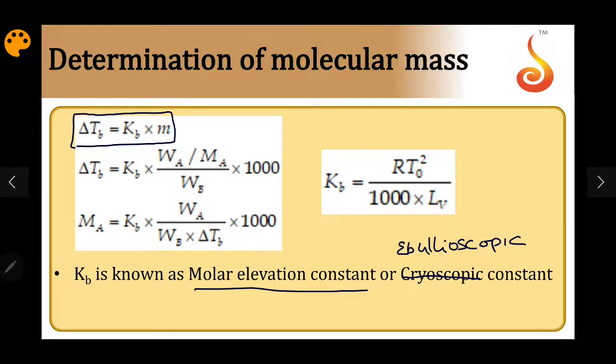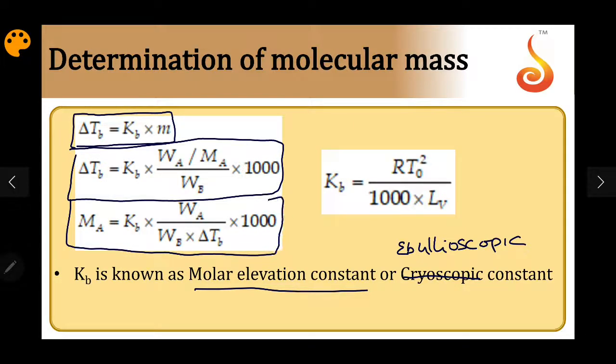If I say molality is number of moles of solute by mass of solvent in kg, so WA by MA is number of moles, WB is mass of solvent, and 1000 to convert into kg. So ΔTb is equal to Kb into WA by MA by WB into 1000, or MA is equal to Kb WA 1000 by ΔTb WB. We can see MA is inversely proportional to ΔTb. And Kb is given by one more equation, RT0² by 1000 Lv. T0 here is the boiling point of the liquid, Lv is called the latent heat of vaporization, and R is the gas constant.